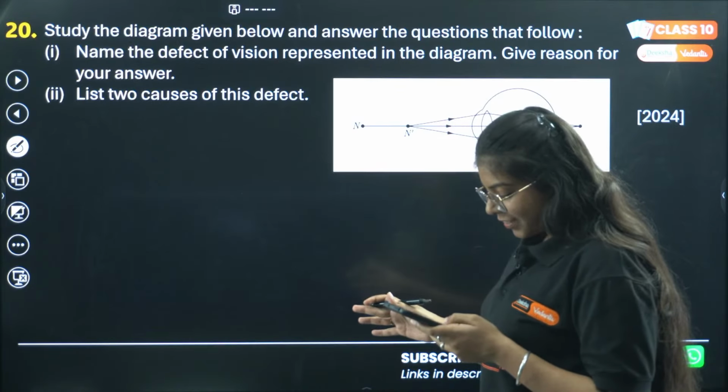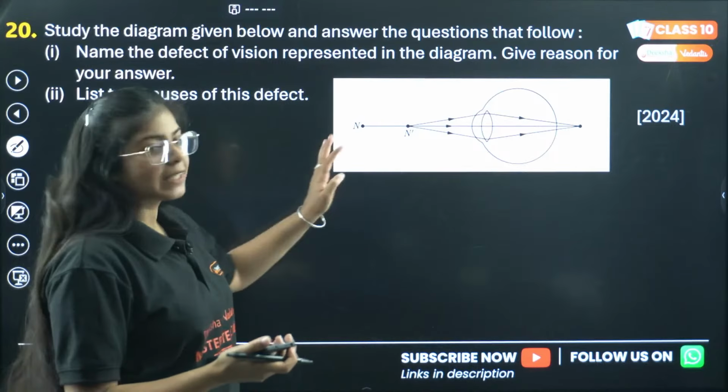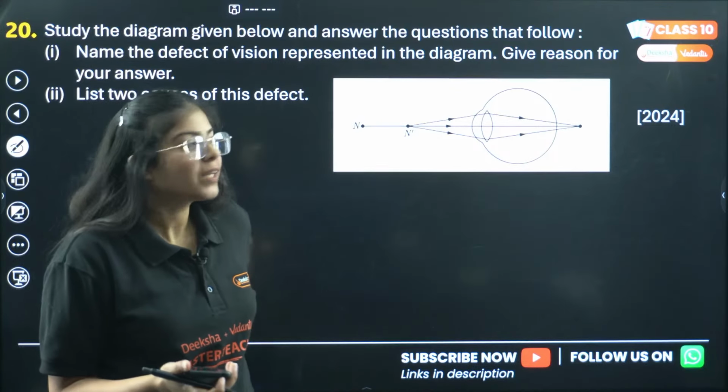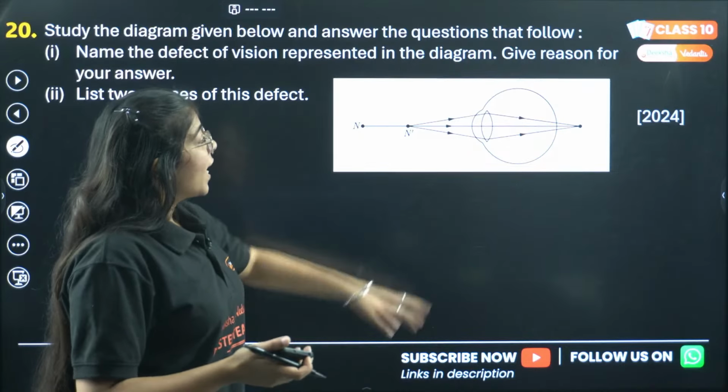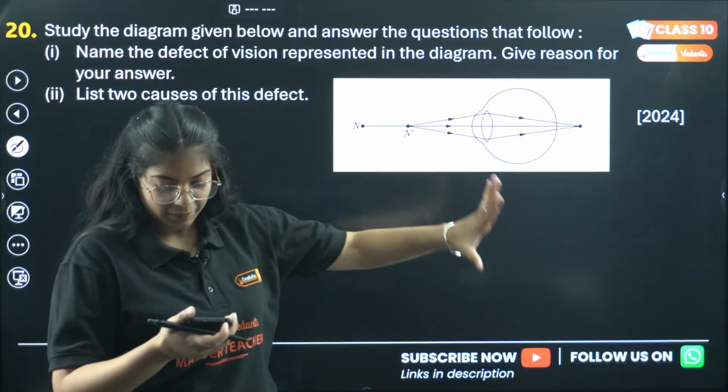Okay, name the defect of vision. See, the first thing that you need to see in this whole question to know what kind of defect this is, is the kind of lens that has been used in this whole diagram.